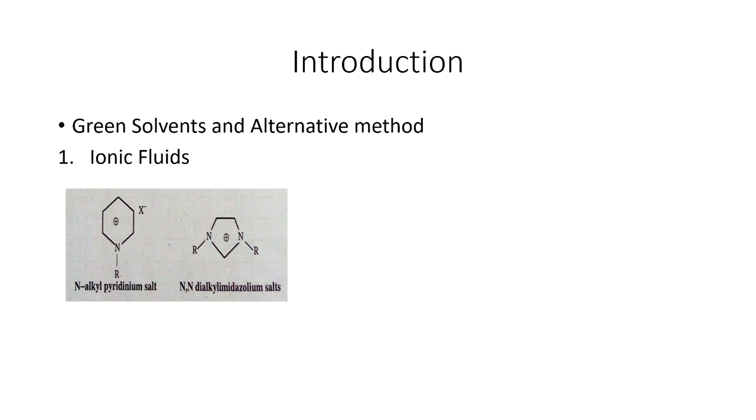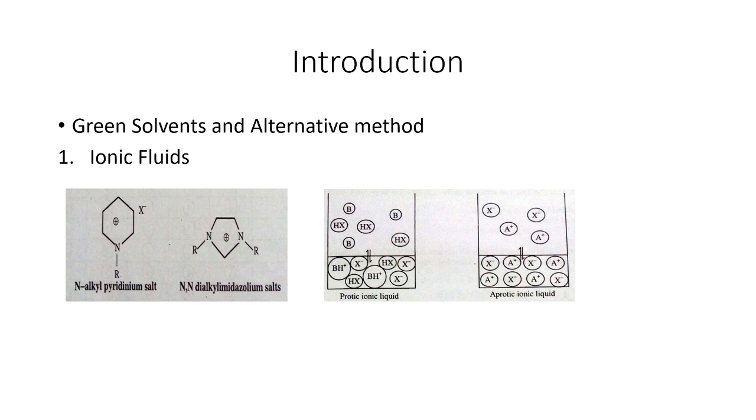So there are two types of ionic liquids. One is protic ionic liquid and the other is aprotic. Protic means, as all of you know, when there is a release of H plus ions, that is a protic ionic liquid, and the other is aprotic. So depending on the requirement, you can use the different types of these ionic liquids.